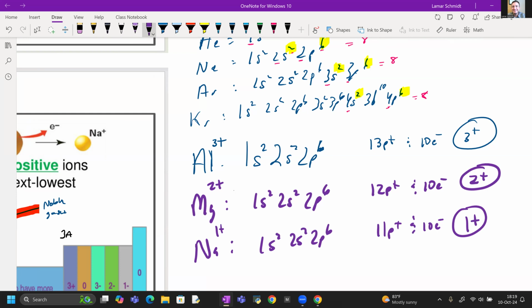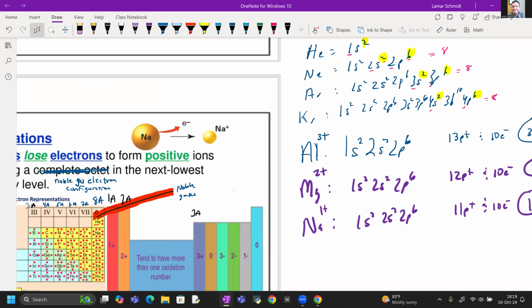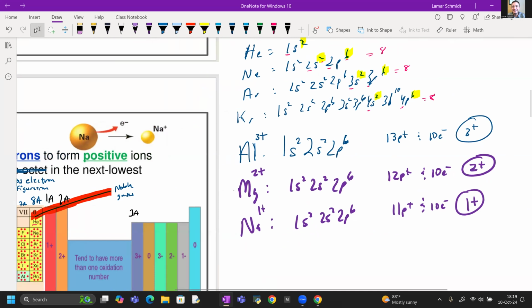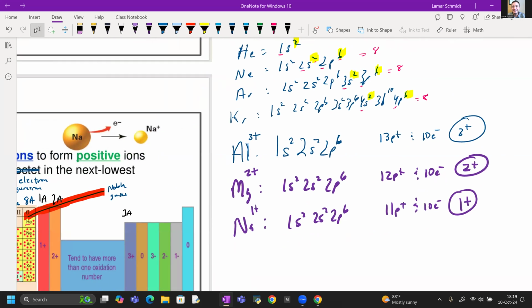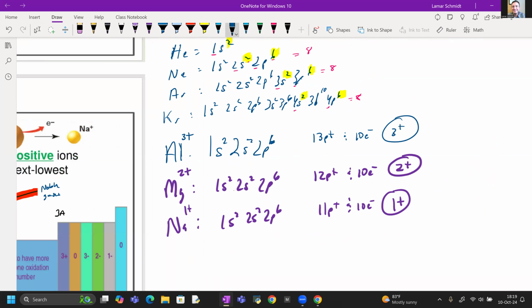Now also notice something very interesting here. Aluminum was in group 3 and it forms a 3 plus cation. Magnesium is in group 2 and forms a 2 plus cation. So watch this. So we got group 3A, group 2A, group 1A. So we notice group 1A has one valence electron, but it forms a 1 plus cation because it's going to lose that one valence electron to obtain its noble gas electron configuration.